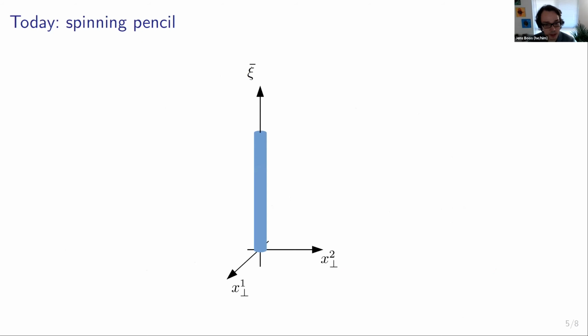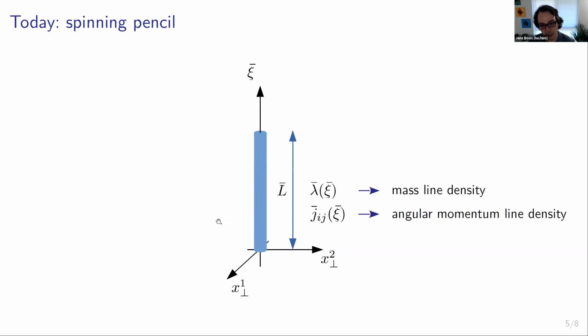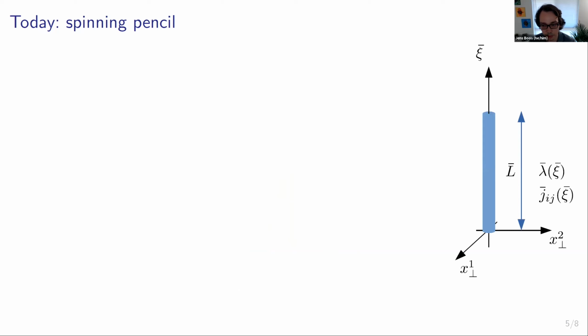So today I want to talk about something simple, just a spinning pencil that is infinitely thin. So we imagine this to be extended along the xi bar axis here. And then there's just a bunch of transverse directions that I call x subscript perpendicular. And it has a length of L bar in its own rest frame. And it also has a mass line density. So we allow for non-homogeneous line densities along this, and also for a non-homogeneous angular momentum density. And all these objects are decorated with bars because they're in the rest frame of this pencil. So we put that aside.